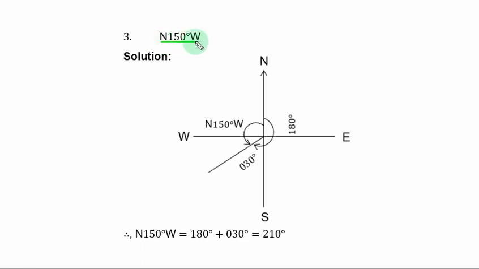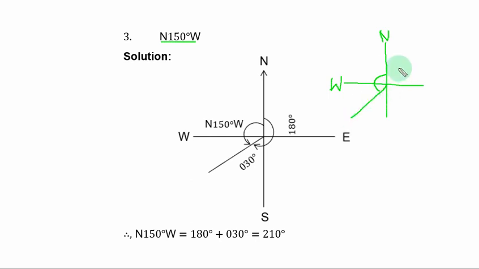Example 3, north 150 degrees west. So let's draw the 4 main cardinal directions. In this question, we are interested in between north and west. So we are to measure 150 degrees from north through west. Let's start from here. From north to this point is 90 degrees, but we need 150. You have to enter the other quadrant and take 60 from it. So from here to this point, you have 150 degrees.